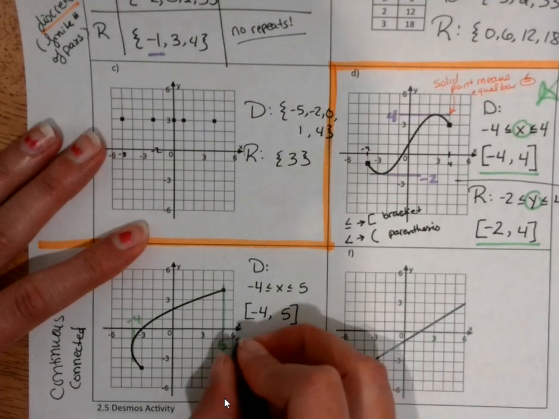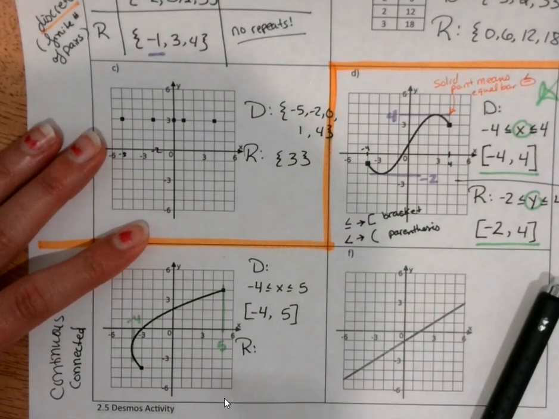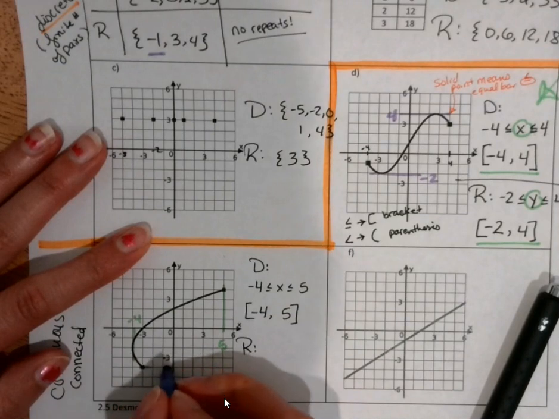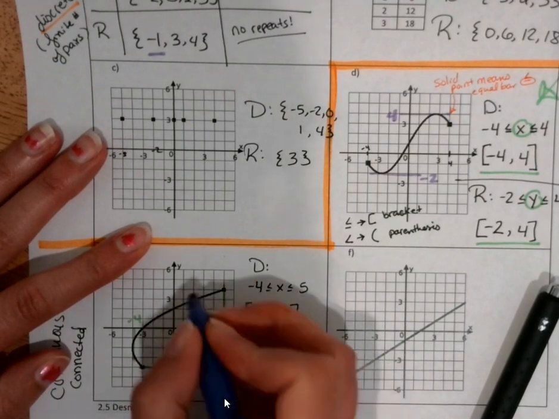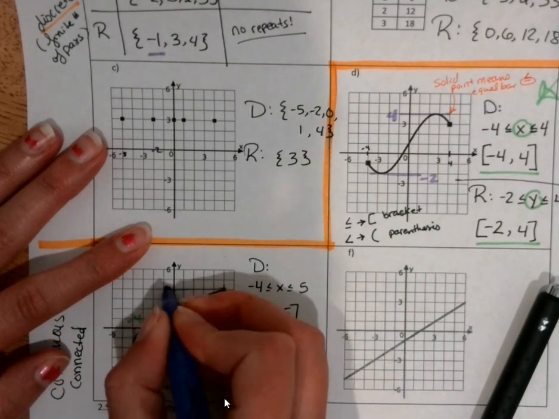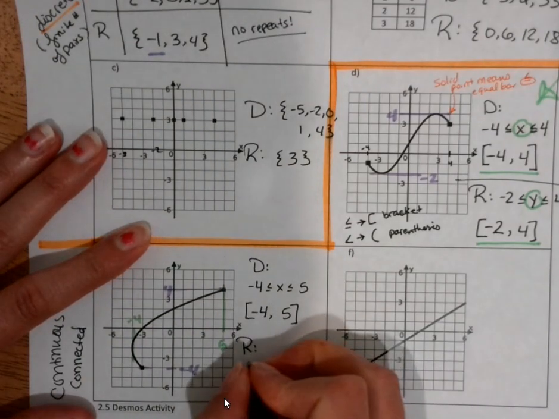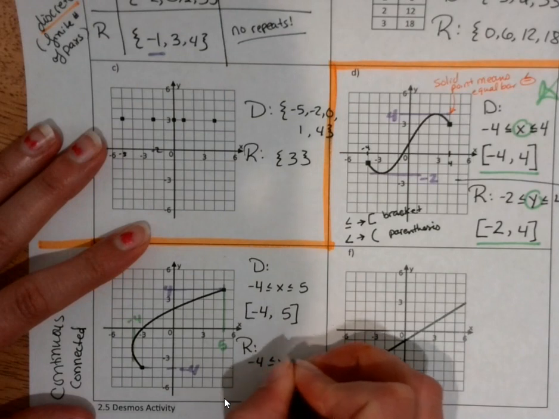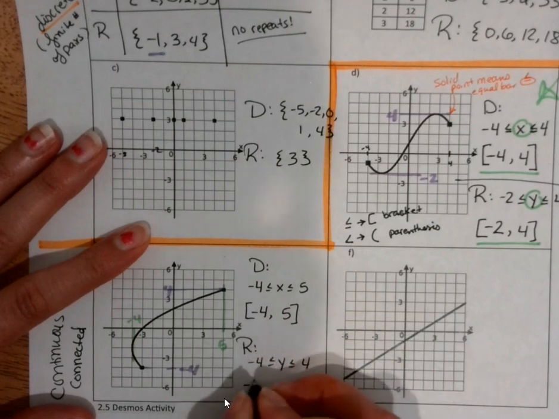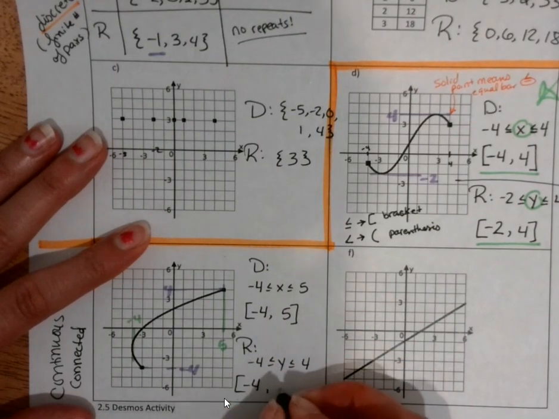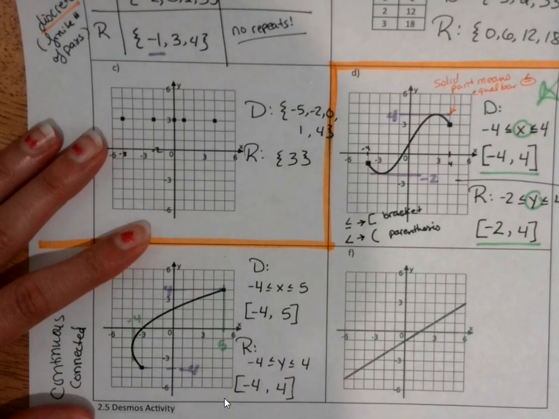Then for the range, I want the lowest and the highest. The lowest looks like it's at -4, and the highest looks like it's at +4. So -4 is less than or equal to y is less than or equal to +4, or in interval notation, bracket -4, comma, 4 bracket.